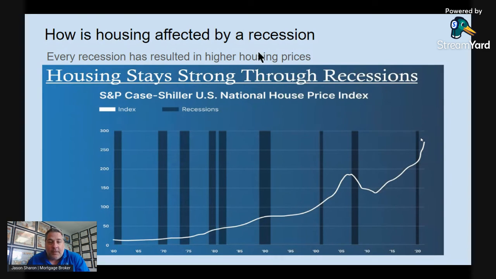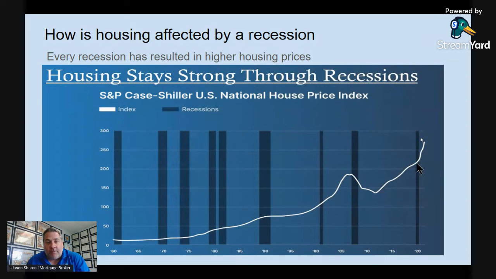Every recession has resulted in higher housing prices. You see the vertical dark bars are recessions, and then the Case-Shiller housing price index is represented by this white number. You see it coming in all the way back to the 50s. In the 70s recession, in the 80s recession, the dot-com bubble. Here's the housing bubble. So yes, it did come down here, but I would say that it's not that the recession caused prices to go up. The housing bubble caused the recession. So this is an abnormality compared to here because of the cause. The root cause was different in this recession than the other recessions.